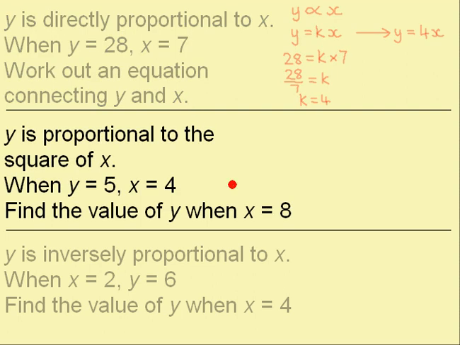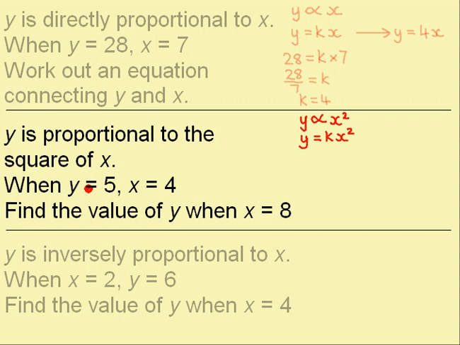Let's look at this question now. It starts with y is proportional to. So as soon as I see that, I can write y with my proportion symbol. I'm told it's proportional to the square of x. So that means x squared. Remember, whenever you have this symbol, you can replace it with equals k. So we've got y equals kx squared.